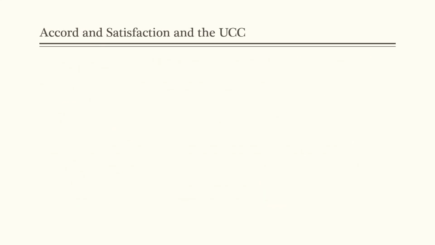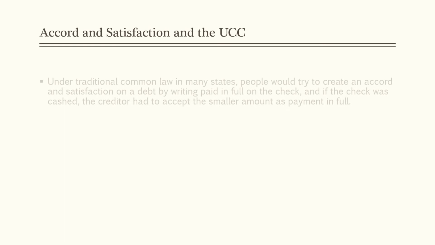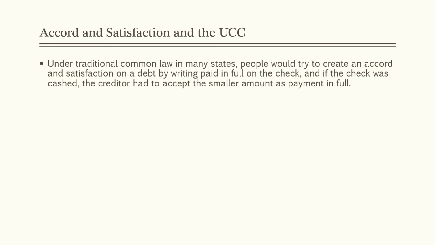Before we close out this section, I briefly want to talk about accord and satisfaction and how the UCC has impacted this traditional rule. Under traditional common law in many states, people would try to create an accord and satisfaction on a debt by writing "paid in full" on a check and sending it in. If the check was cashed, the creditor had to accept the smaller amount as payment in full. This was seen as manifestly unfair, particularly for large banks that may have thousands of checks, mortgage checks that come through. They can't be expected to scrutinize the face of every check looking for "paid in full" language.